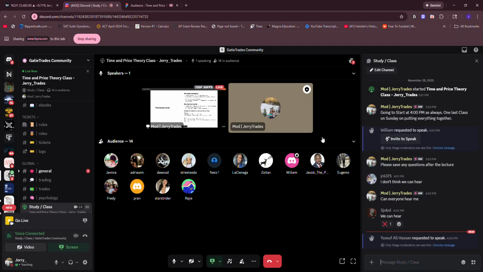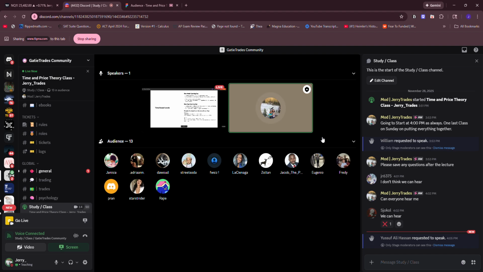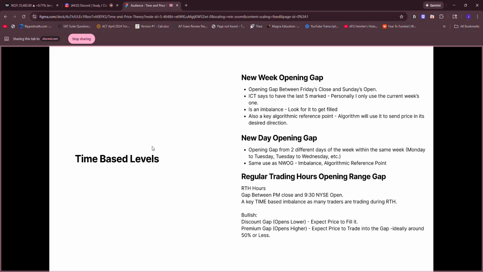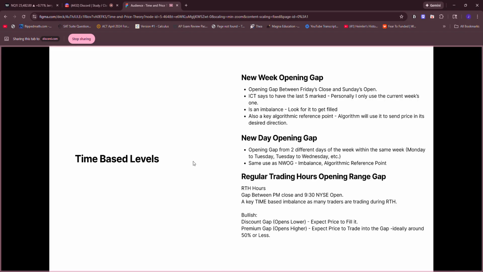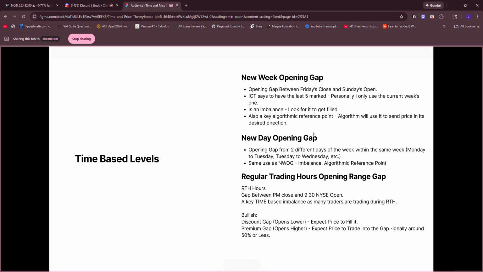So that's why I usually see, during the week, after we break out, let's say we're bullish and we break above the new week opening gap, we'll see the run above it. That's the algorithm using that level to send price higher. Same thing with the new day opening gap, right? The opening gap between 2 different days of the week. So Monday is closed, then the day opens, right? Same use as NWOG: imbalance, algorithmic reference point.